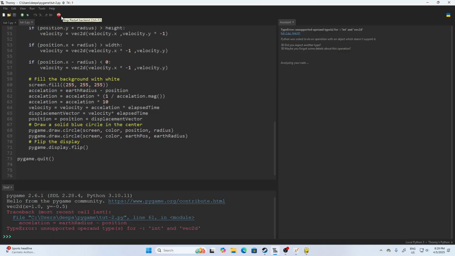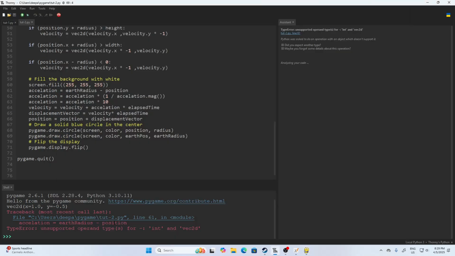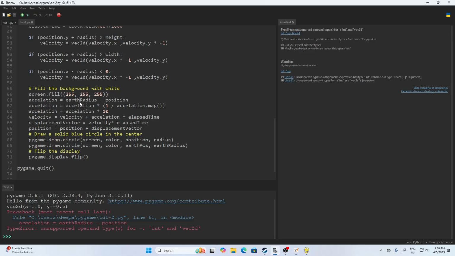Oh, something is wrong. Oh, we forgot to look at what the error was. Oh, we used the earth radius. Why did we use the earth radius? We want to use the earth position, right?